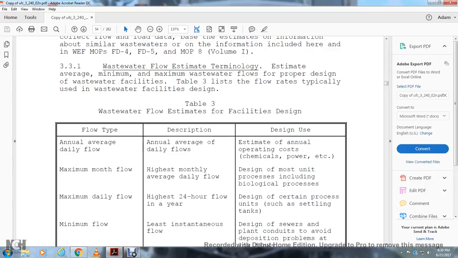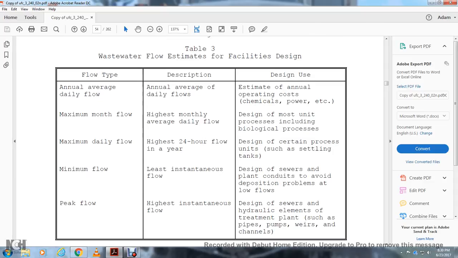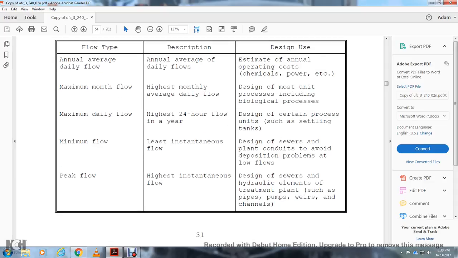Maximum daily flow: highest 24-hour flow in a year. Used for design of certain processing units such as settling tanks. Minimum flow: least instantaneous flow. Used for design of sewers and plant conduits to avoid deposition problems at low flows. Peak flow: highest instantaneous flow. Used for design of sewers and hydraulic elements of the treatment plant such as pipes, pumps, weirs, and channels.